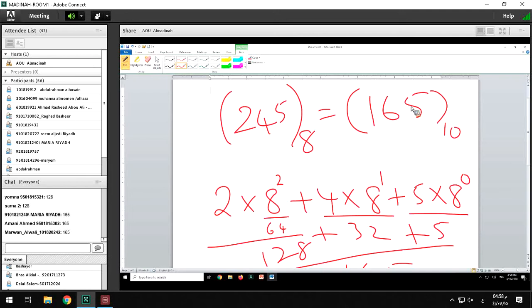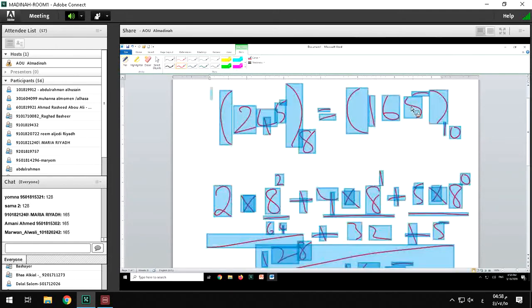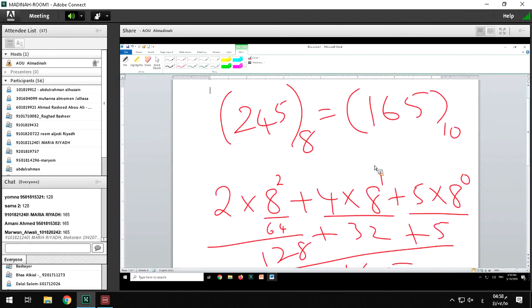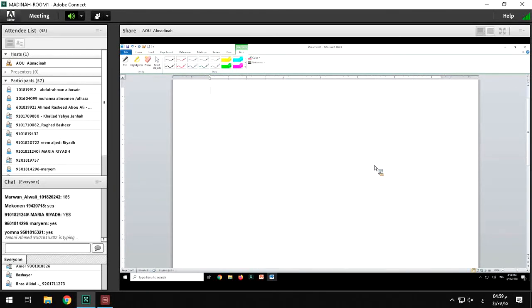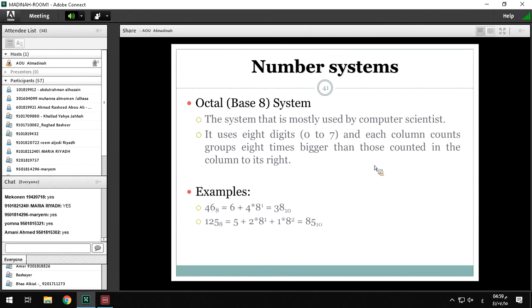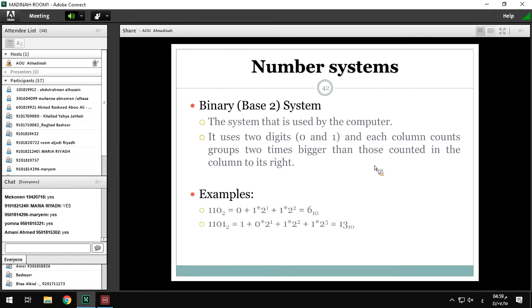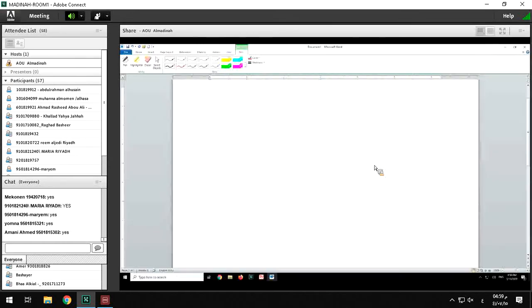So the decimal for this octal is 165. You got how to convert octal to decimal? Is it clear to you? This is by multiplying the powers of 8. Now similarly, binary numbers can also be converted into decimal, again by multiplying the powers of 2, because binary is base 2. So multiplying the powers of 2 will give you the decimal value.